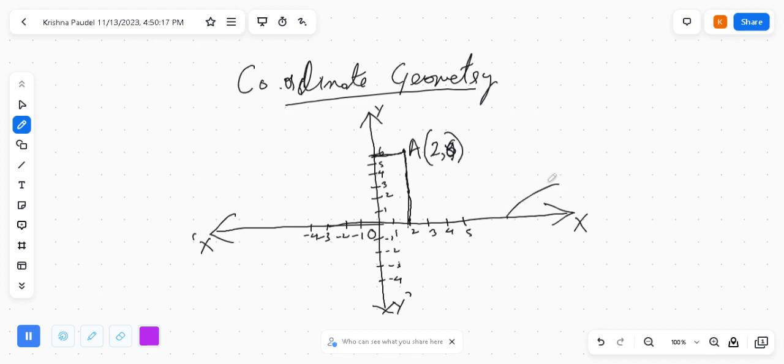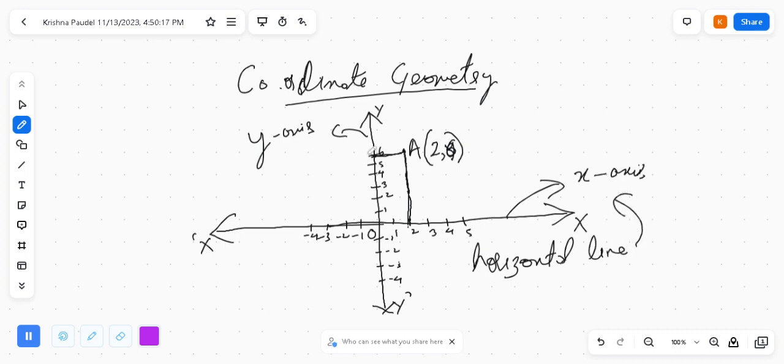This horizontal line is called the x-axis, and this vertical line is called the y-axis, and the intersection of these two lines at this point is called the origin. As I said, coordinate geometry will help us to find the position of a point.